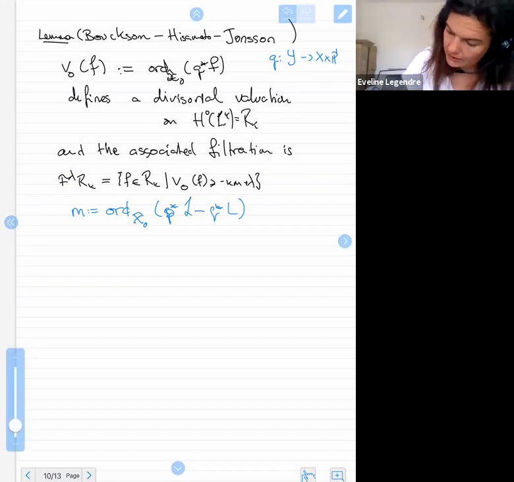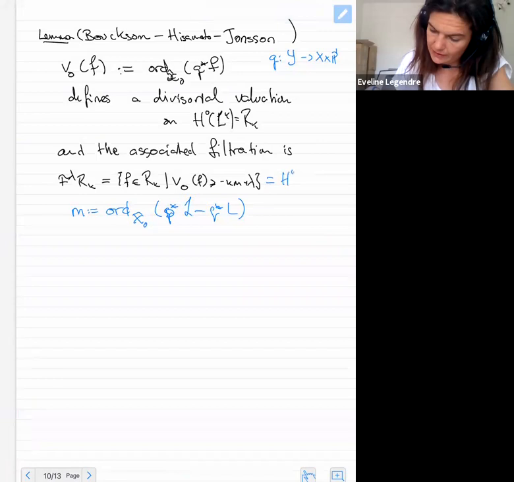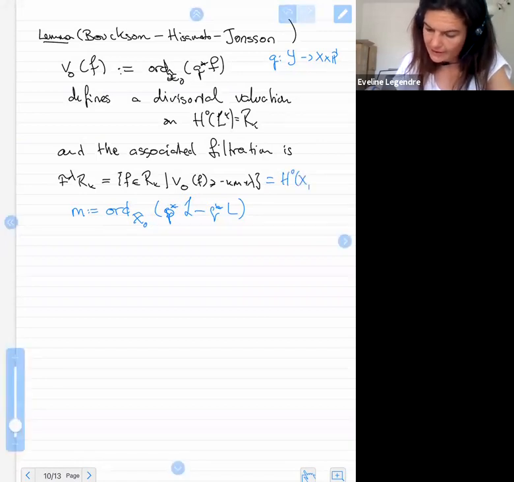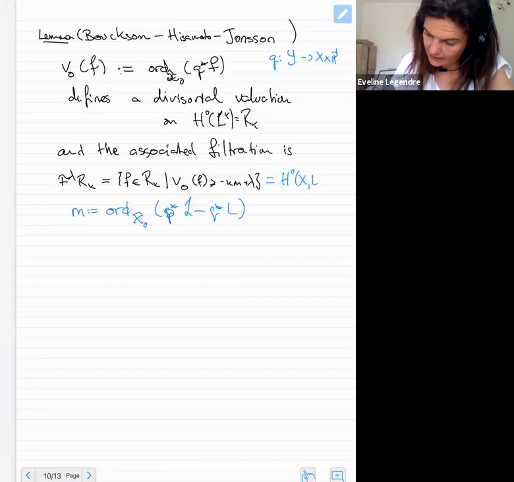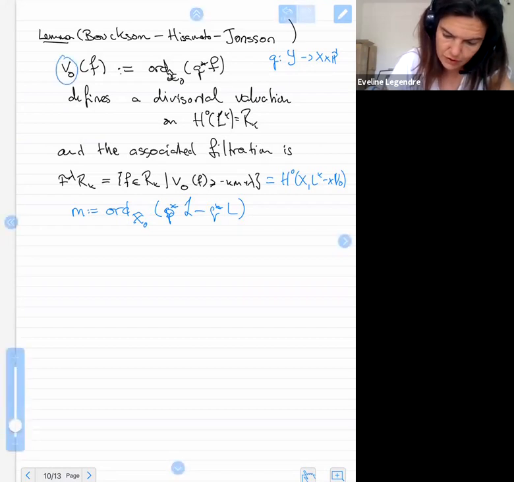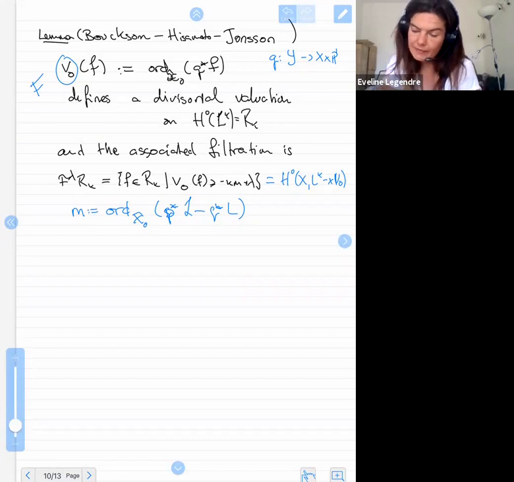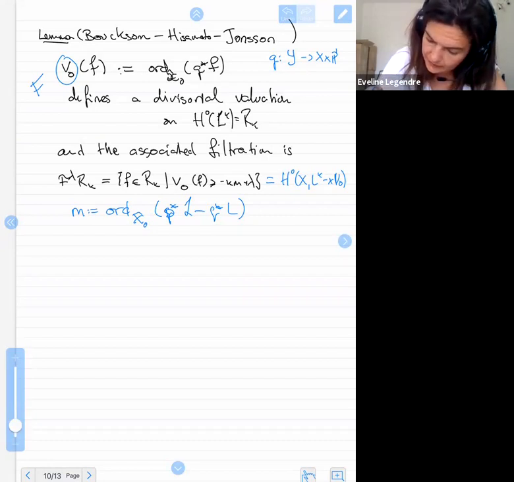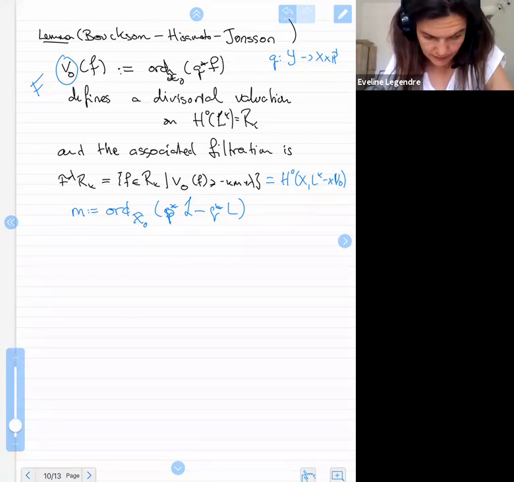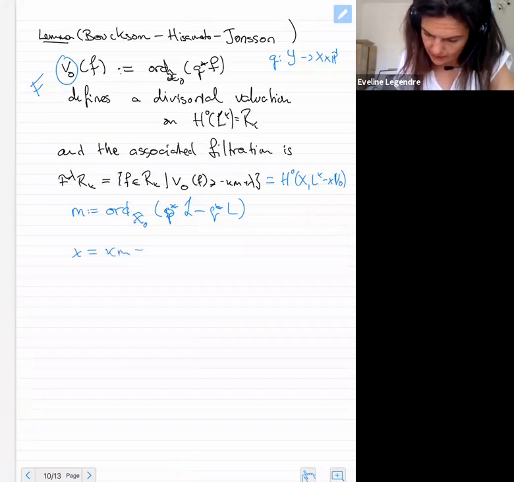So what we have with this, maybe if we write it another way, it's going to be H0 of X and K L minus X V0, the divisorial valuation here. So that corresponds to the prime divisor F, if you want. And X is that thing. So X is K m minus lambda.